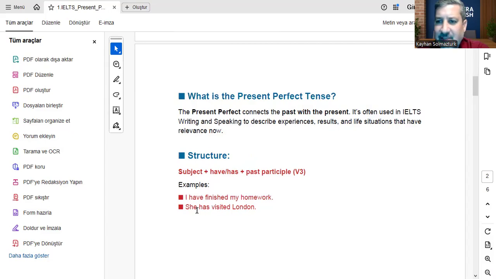This is actually one of the most important topics in the IELTS exam, in which many students make mistakes. So this is the structure. And remember, I told you that there are two important points to use a tense correctly.